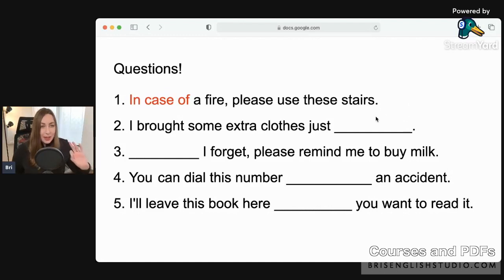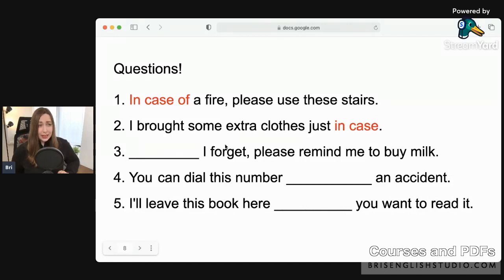I brought some extra clothes just in case. Very good. Adverb here. You'll notice that we cut part of the sentence off because it's obvious, right? I brought some extra clothes just in case I need them, or just in case my clothes get dirty, just in case we stay an extra day. Okay, we cut off that part.